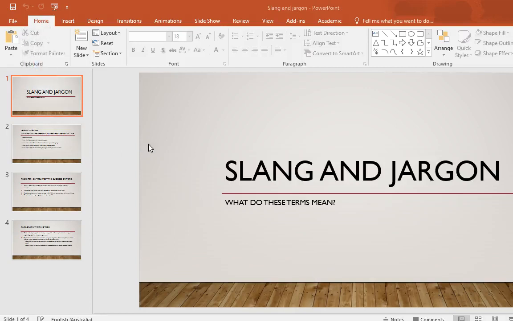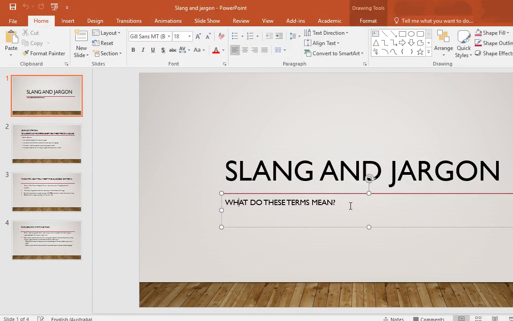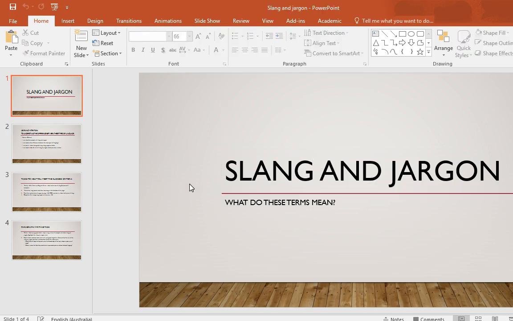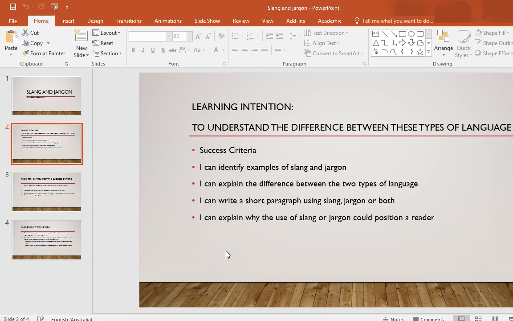Today we are going to be looking at slang and jargon. You're going to be learning what these mean, and we're going to be using your Focus on English textbook. Now, fear not, if you don't have your Focus on English on hand, I've got some copies of the pages that you will require. Your learning intention for today: to understand the difference between these types of language.